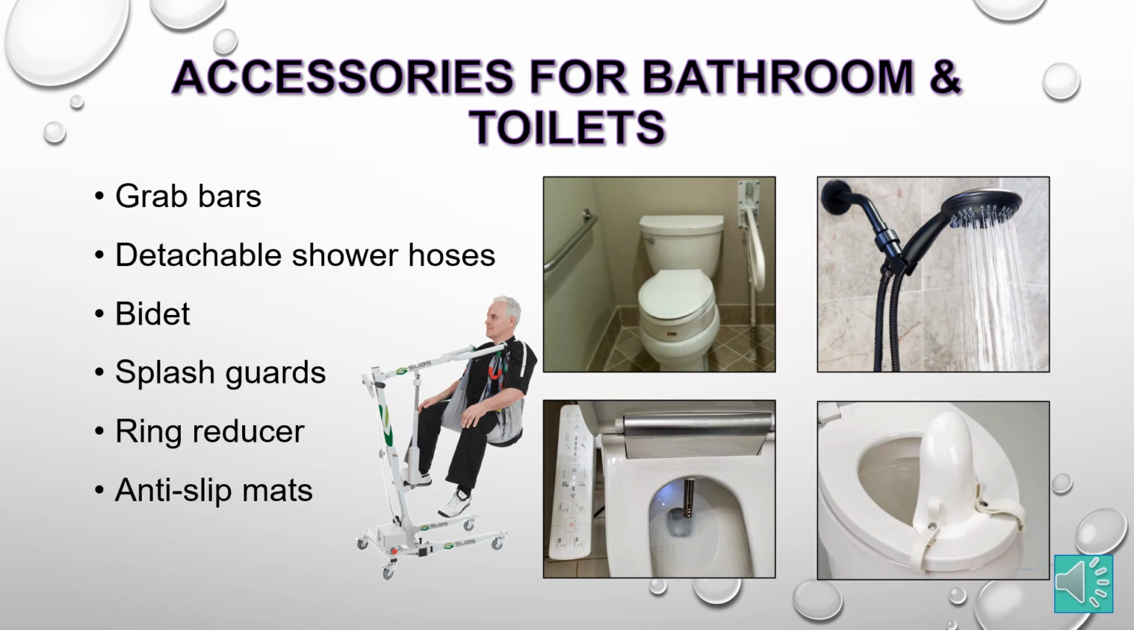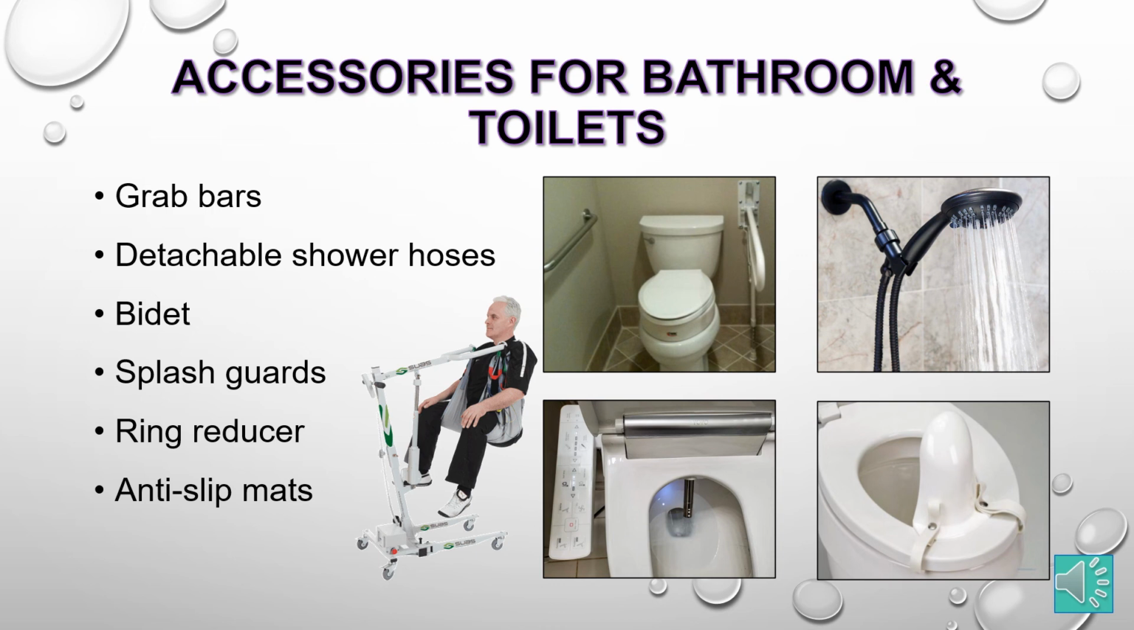You also may consider accessories such as a detachable shower hose, bidet, splash guard, and ring reducer, which is primarily to reduce the size of the opening of toilet seats, allowing small kids to feel safer and more secure when sitting on the toilet. And of course, consider the use of an anti-slip mat to prevent any fall in bathroom and toilet where floors are mostly wet.